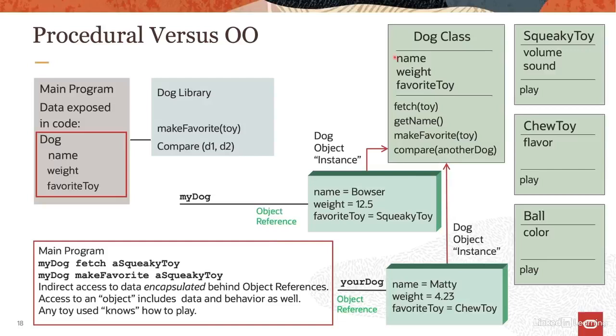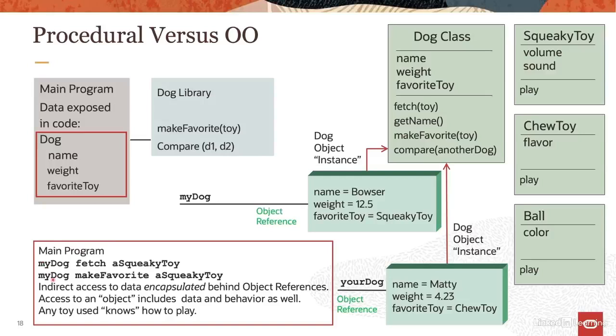At runtime, when the main program creates a new MyDog object, that object is created with a name field, because name is in the class, and a weight field because weight is defined in the class, and a favorite toy field because favorite toy is defined in the class, and the object has a pointer back to the class so it knows what its behavior will be. In this case, my dog is called an object reference. It's like a pointer to the object in memory.